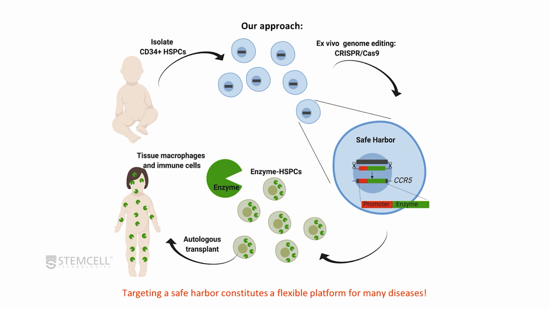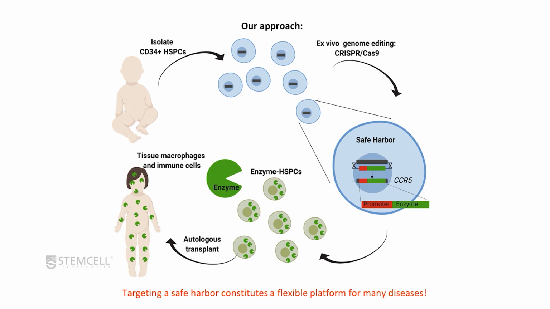The general idea is to isolate the patient's own hematopoietic stem and progenitor cells, which are positive for the marker CD34. We modify them ex vivo. We're using CRISPR-Cas9. Instead of targeting individual mutations or even individual genes, we decided to target enzyme expression cassettes into a safe harbor, as we described earlier, referred to as a targeted gene addition approach. The idea is that these cells are then transplanted back into patients where they will reconstitute blood and also macrophages that will treat other organs.